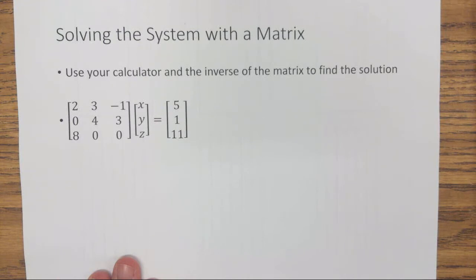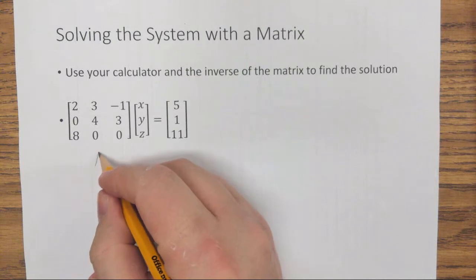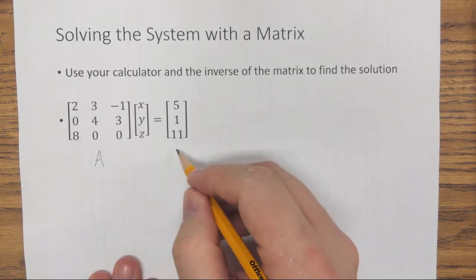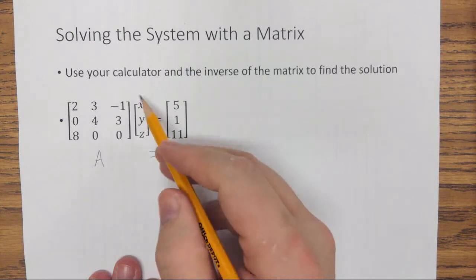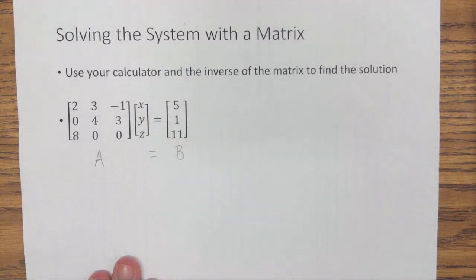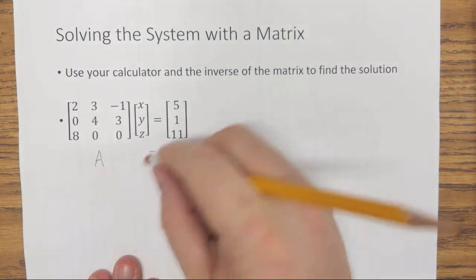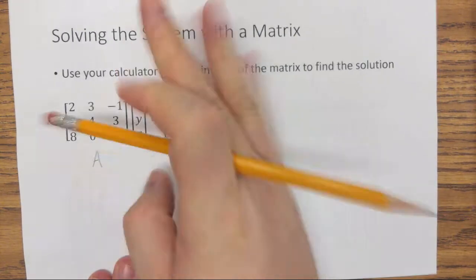to find our solution. Okay, so remember, this is matrix A, this is matrix B, and this is just the variable matrix. I'm not really even going to think about that too much when I'm doing this. Let me move this equal sign over just a little bit.